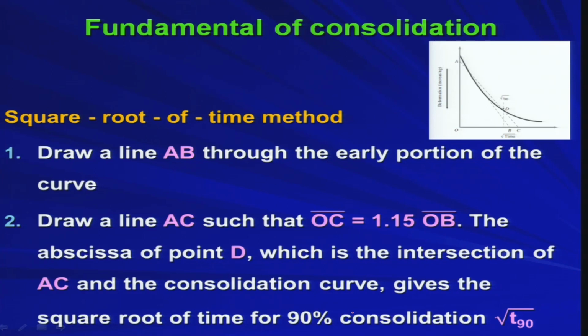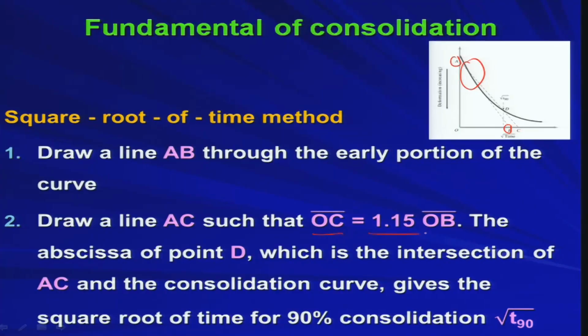Now, the first step is to draw a line AB through the early portion of the curve. So, this is the line AB. This is A, this is B. This is a straight line we are drawing through the early portion of the curve. If it is tangent or asymptotic along that early portion, this AB is the line which is protruding out from the early portion of the consolidation curve.